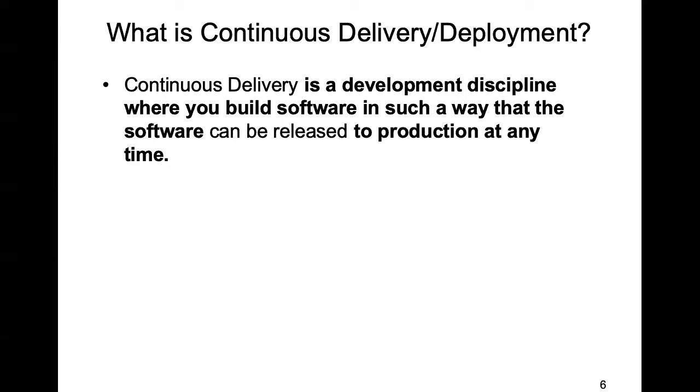So I'm just going to read that again. Continuous delivery is the development discipline where you build software in such a way, and this is the last part that's important, in such a way that the software can be released to production at any time. The old way of doing this was we would announce today that we will release version X in 10 months' time and it will have features 1 to 10. That kind of approach is gone now.